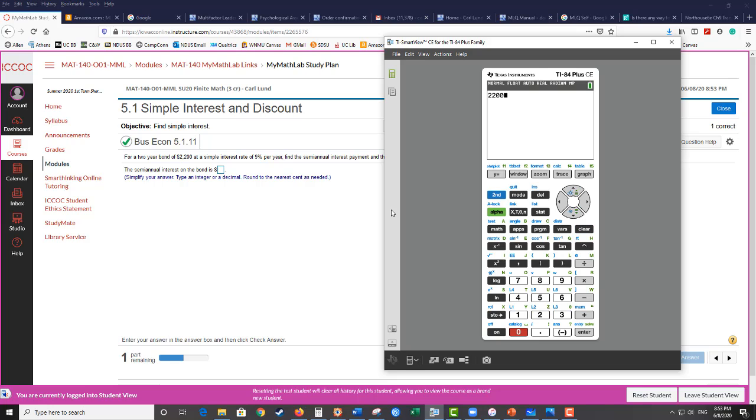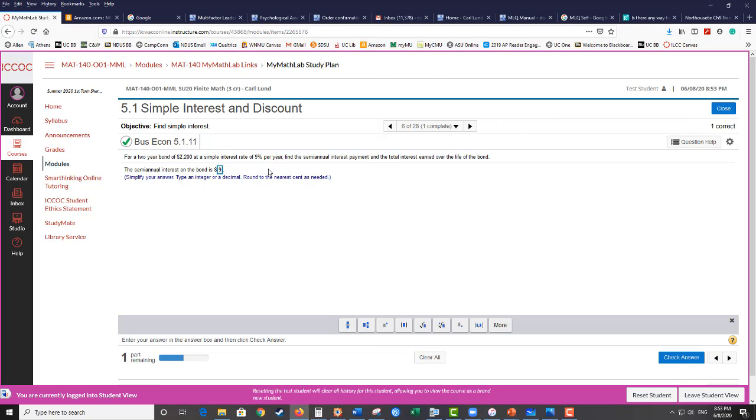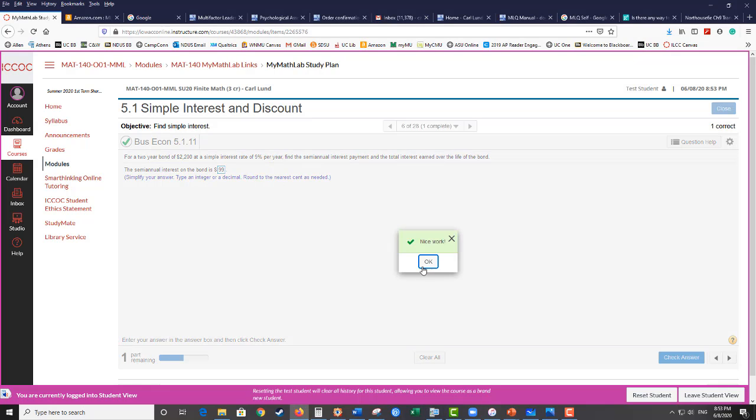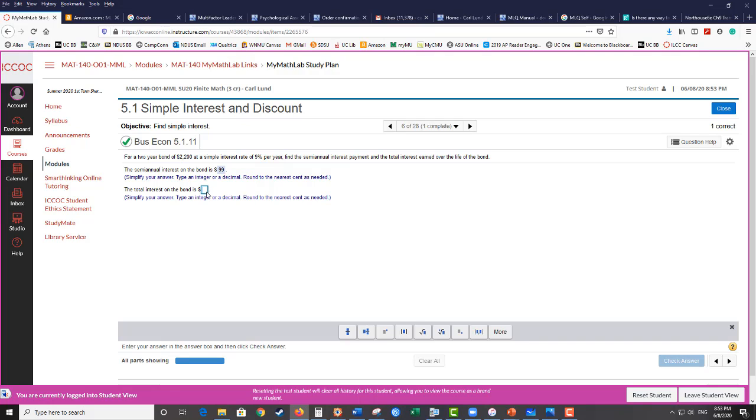So to find that payment, I just multiply my bond's face value, which is $2,200, times that 6-month interest rate. So 0.045 for 4.5%. And so my semi-annual interest payment that I will earn every 6 months on this bond is $99. And then the total interest.